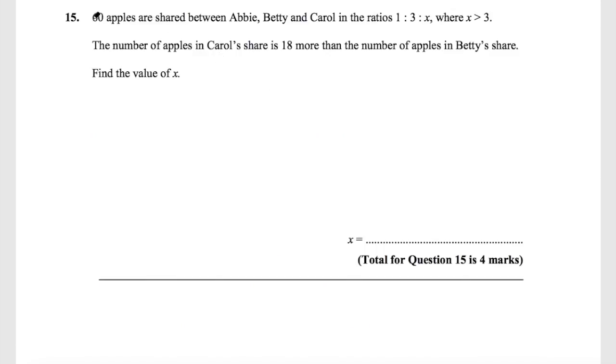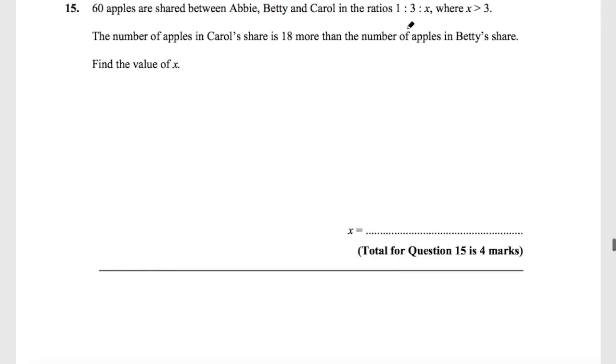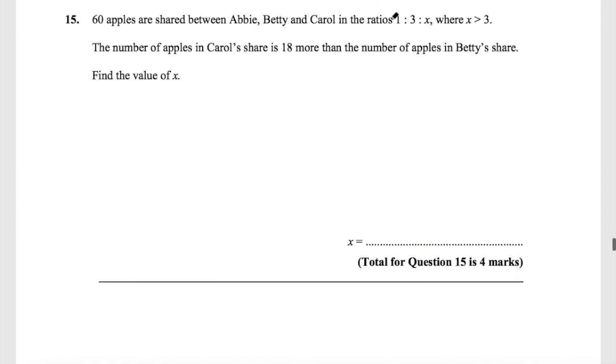Question 15 says 60 apples are shared between Abby, Betty and Carol in the ratios 1 to 3 to x, where x is greater than 3. The number of apples in Carol's share is 18 more than the number of apples in Betty's share. Find the value of x. So we have the ratio, and typically in a ratio you multiply the numbers in the ratio by something to get the actual number of whatever you're talking about. So if we multiply 1 by something, we get Abby's number of apples. We multiply 3 by something, we get Betty's number of apples, and we add all of the numbers in the ratio up and we should get 60.